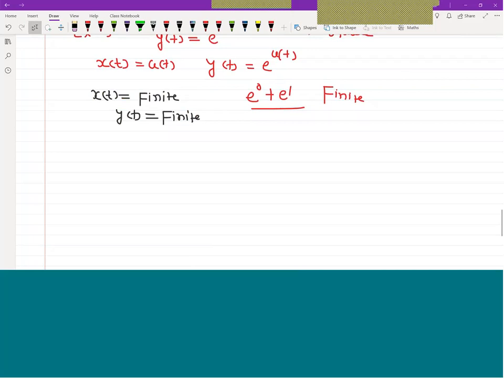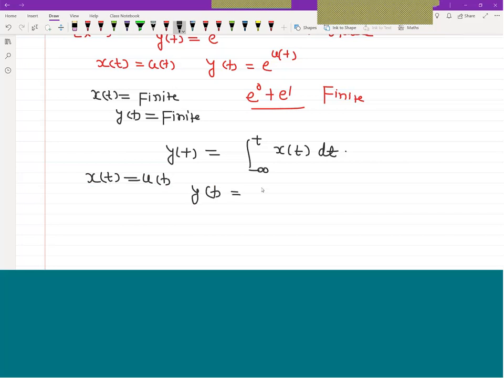Okay, next is y(t) equivalent to integral from minus infinity to t of x(t) dt. We want to comment on the stability of this signal. So let's select x(t) equal to u(t). If I select x(t) equal to u(t), y(t) equal to what?